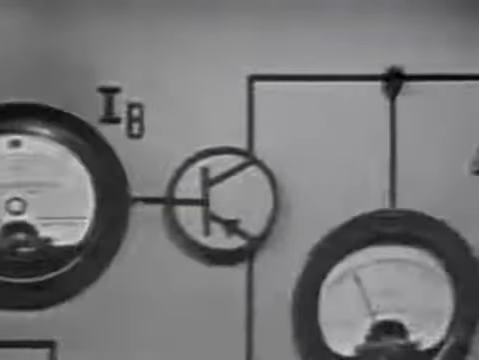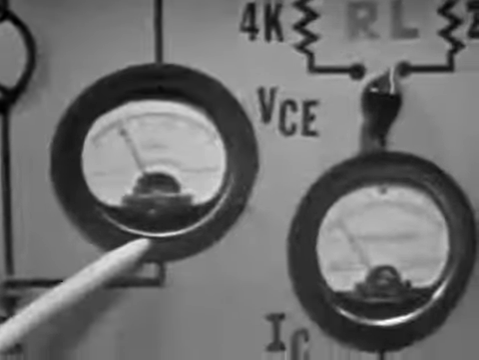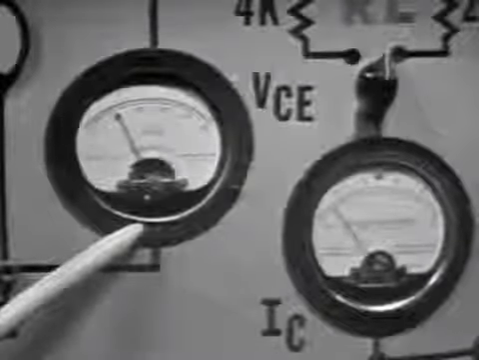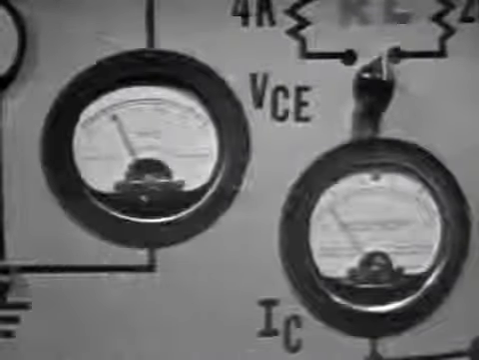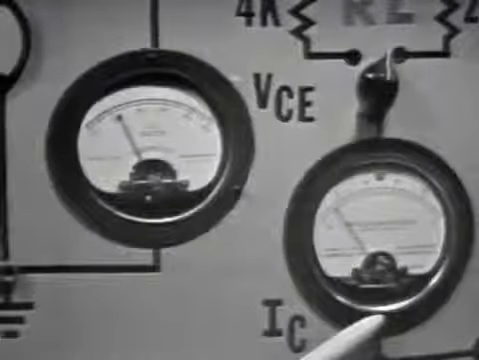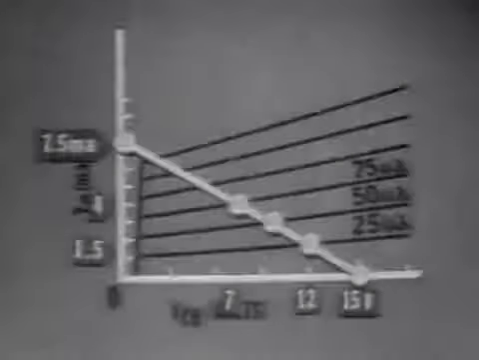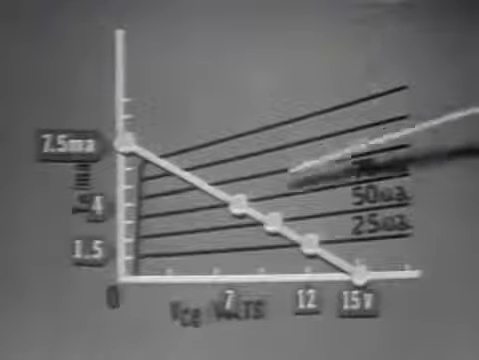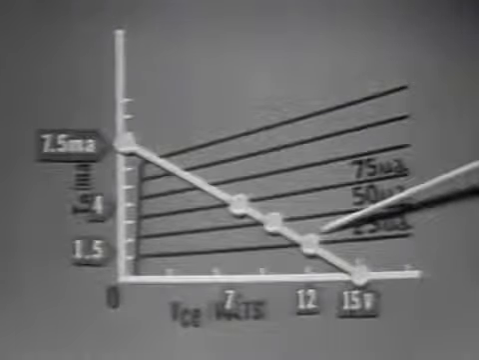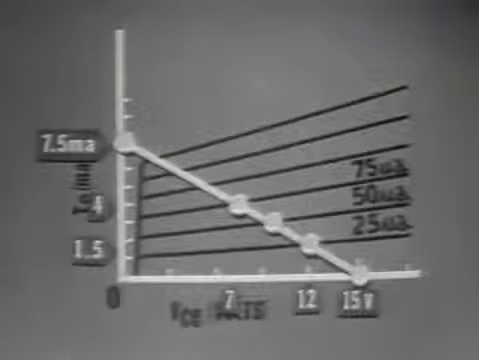Then as base current decreases to 25 microamps, collector to emitter voltage increases to 12 volts, and collector current decreases to 1.5 milliamps. Movement is down the load line to here, where the 25 microamp base current line intersects the load line.